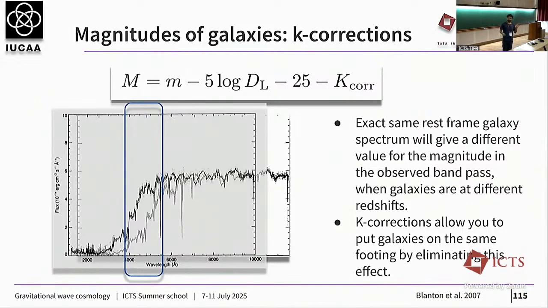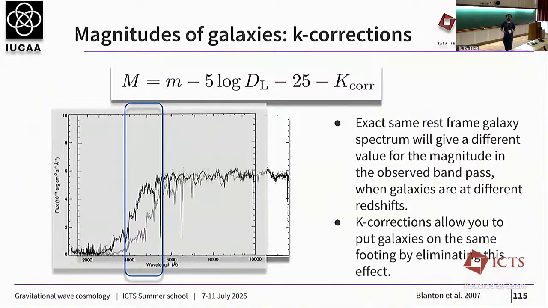Even if you account for the fact that you know the distance to these galaxies, the luminosity distances, and then convert it into luminosity, just because you are sampling a different portion of the spectrum, you will infer a different luminosity for this galaxy. Okay? So this is the effect that these K corrections are trying to correct: when you observe a galaxy at a different redshift, you sample a different part of the spectrum.